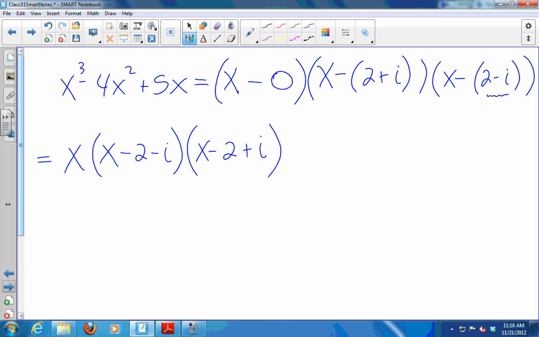Now, anybody know how to multiply two trinomials together when there's 3 terms? Is there sort of an equivalent to FOIL?